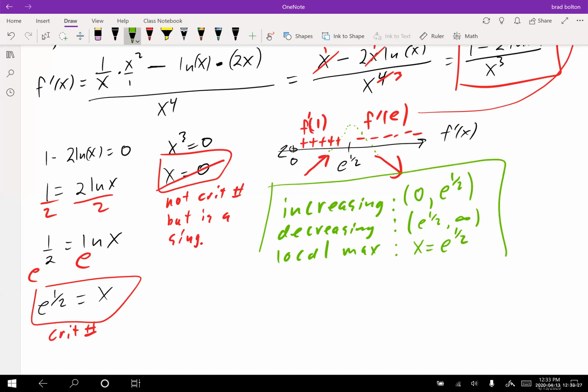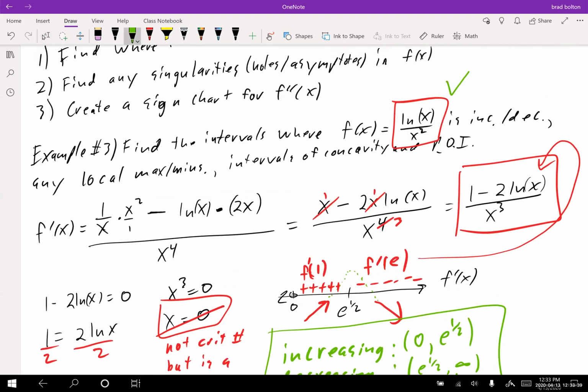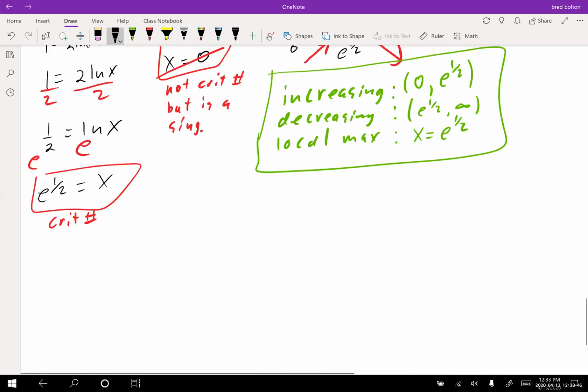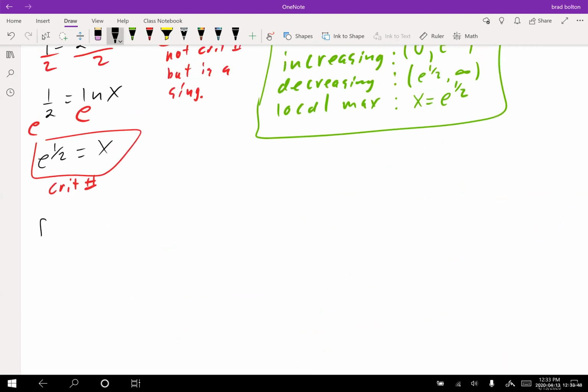So we have the answer to the first part of the question. We found our increasing, decreasing intervals, and we found our local max. And again, if you need the point, you'd have to take e to the 1/2 and plug it back into the original problem. So now we need something else. Now we need f double prime of x.